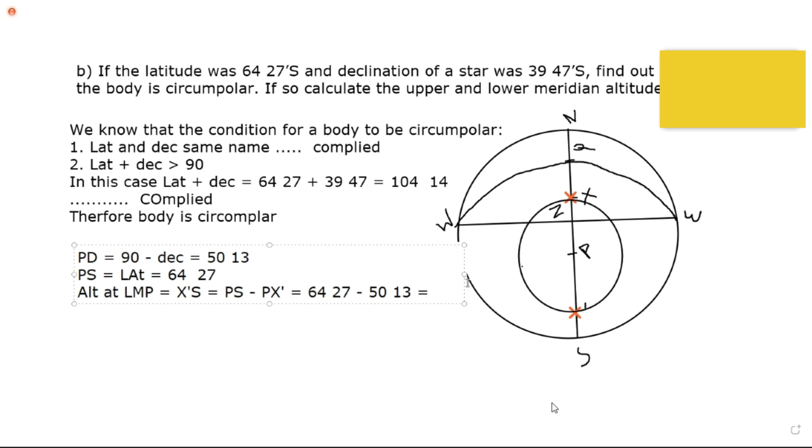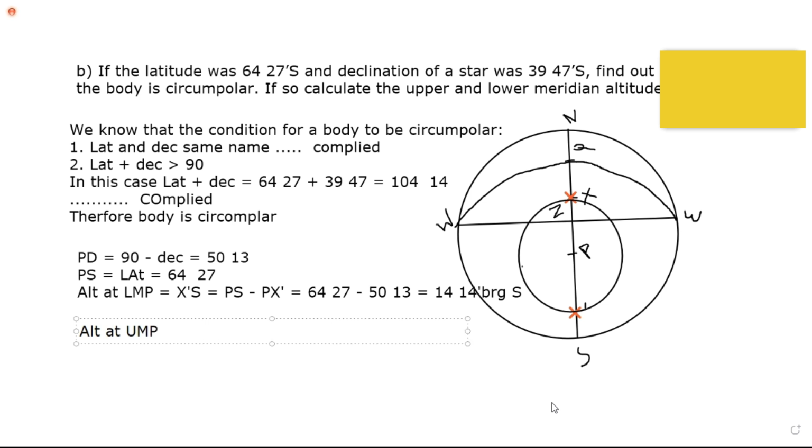14, bearing south of the observer. Okay, altitude at LMP you all got. If you're not going to say no, then I'm going to continue. If any problem, you let me know.